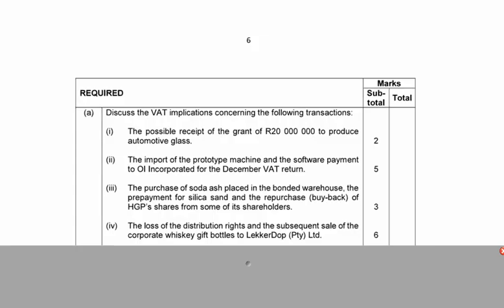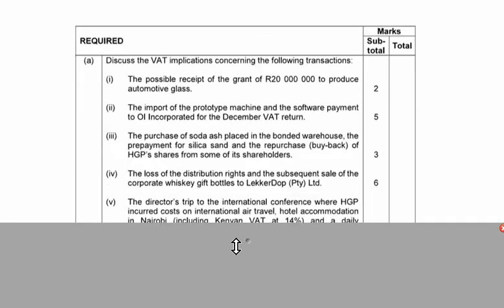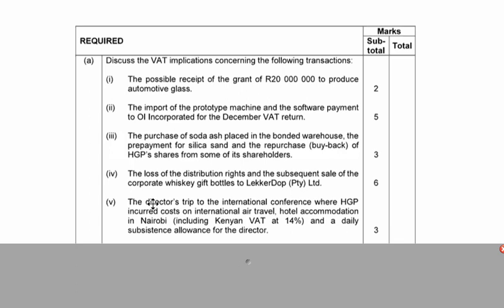Next one. The last part. For 3 marks. The director's trip to the international conference, where they incurred costs on air travel, hotel accommodation in Nairobi, okay, and a daily subsistence allowance. 3 items, 3 marks. So, guys, air travel, it's a business trip. It's not a fringe benefit. And what happens with international travel? That is zero rated on international travel.